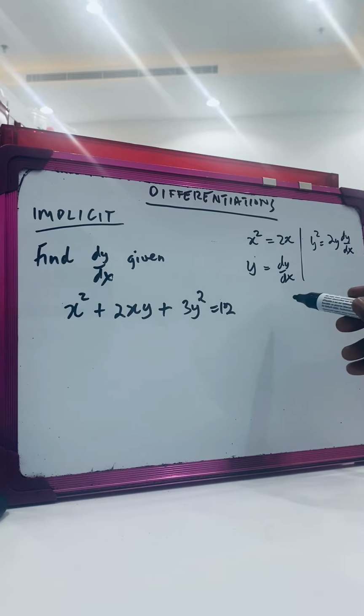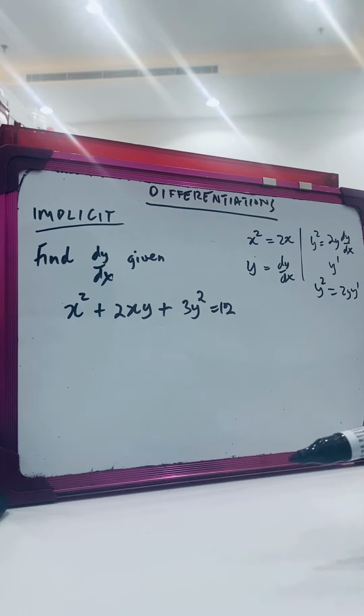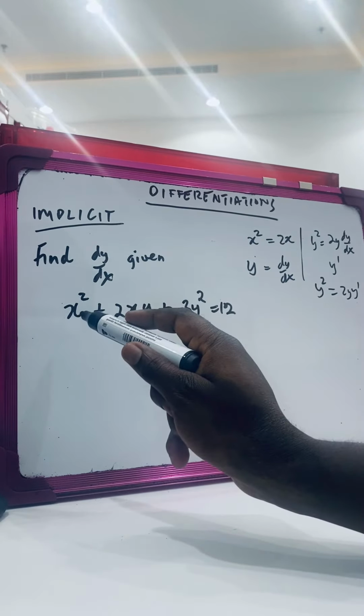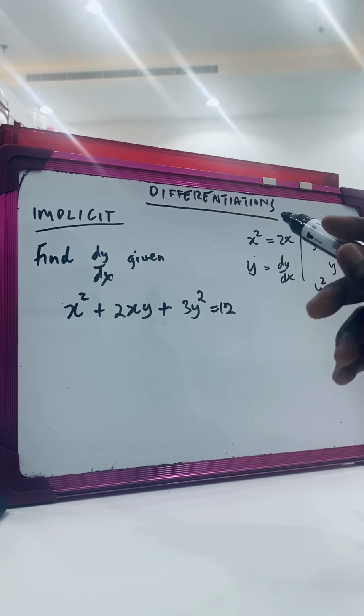If I derive y squared, I have 2y dy dx. We could write our dy dx as just y prime. So I can say the derivative of y squared is 2y, then y prime. Any which way that's okay for you, you can do it. So I'll come back to this expression. I'm going to derive each term with respect to x.